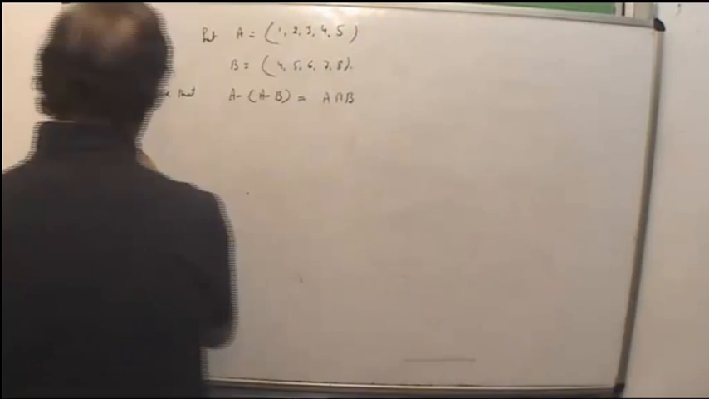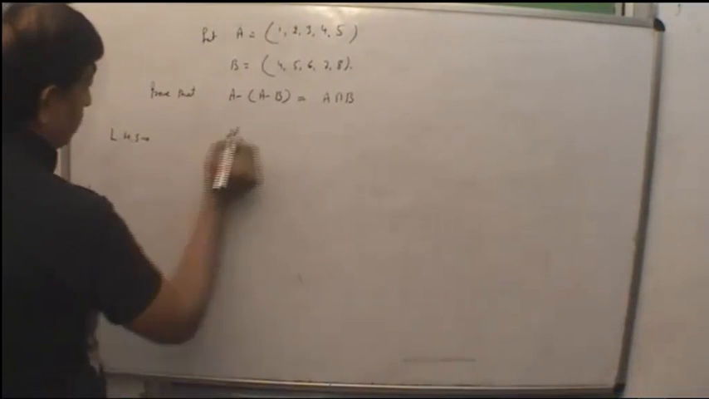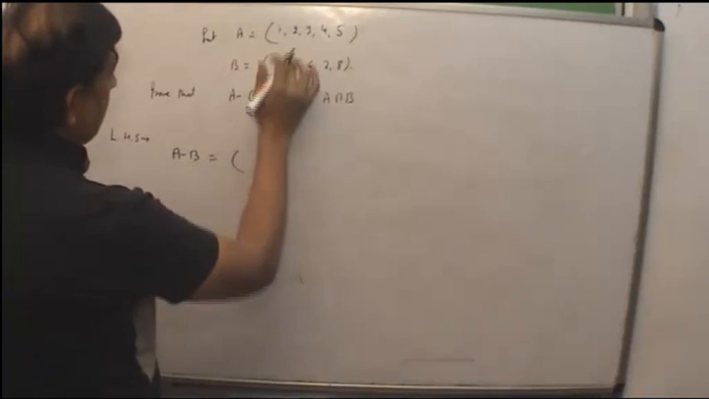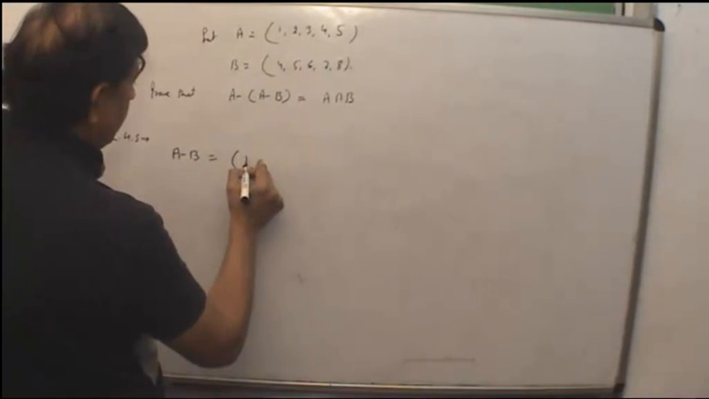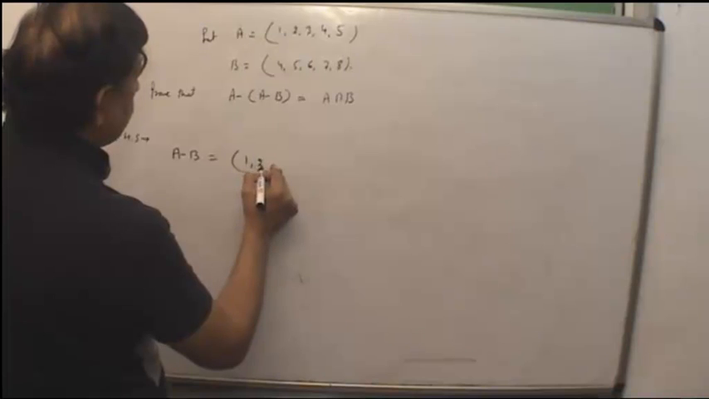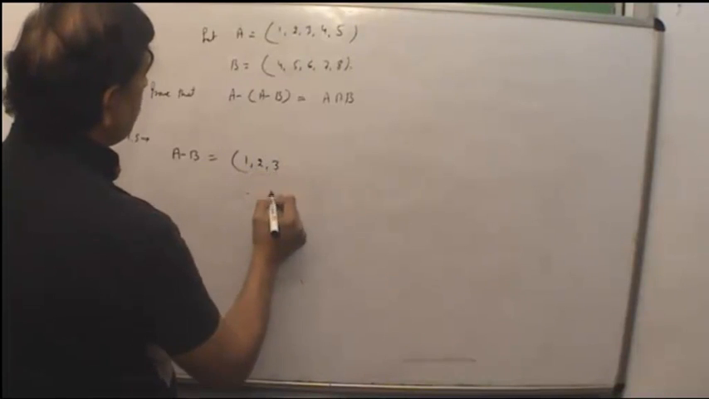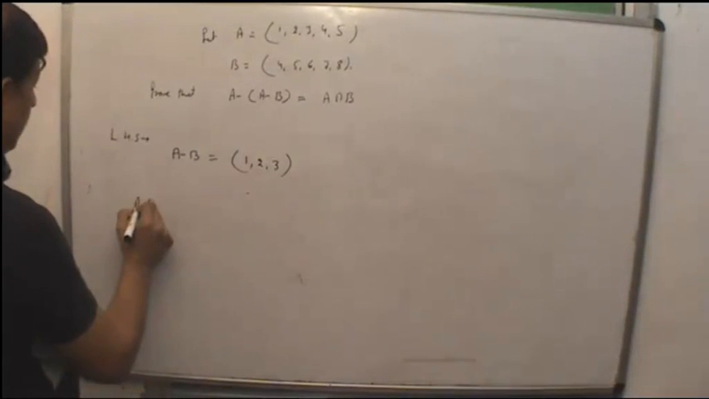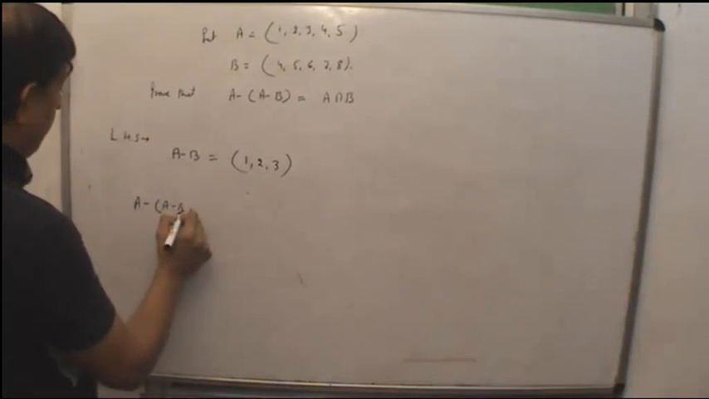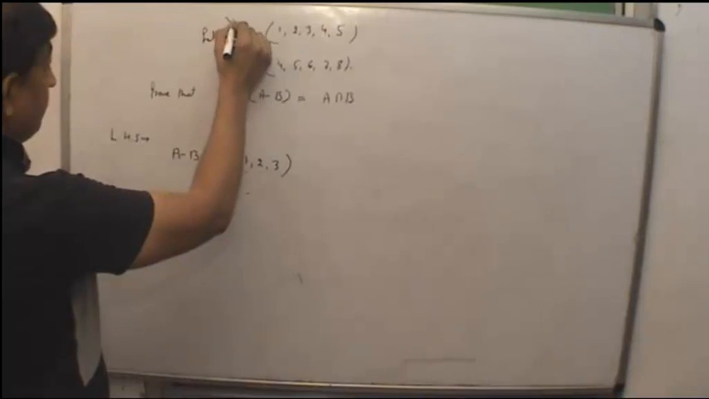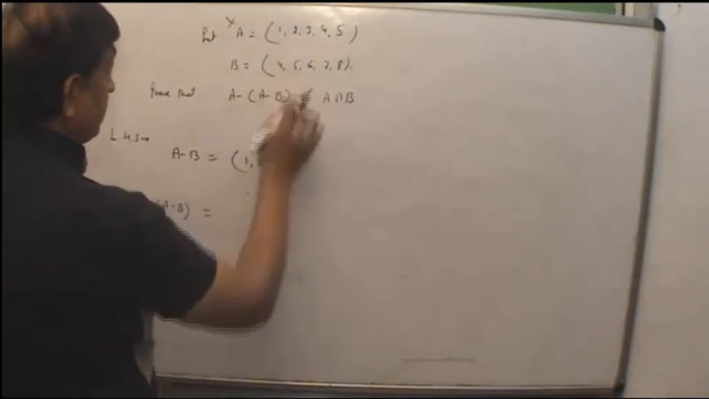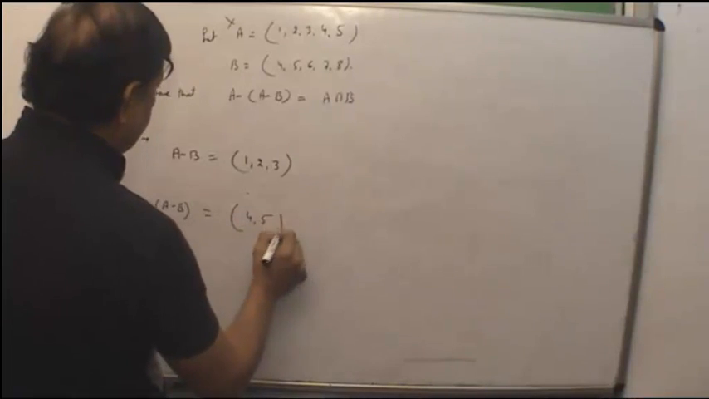Let's take the left side. First of all we solve A minus B. That is the elements of A which are not in B. 1 is present, 2 present, 3 present in A and not in B. The remaining are 4 and 5.